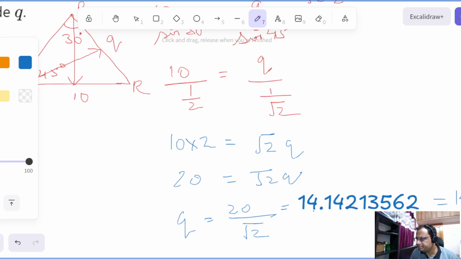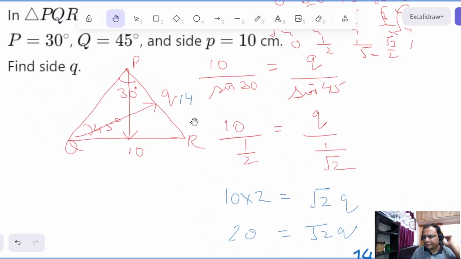So this is 14 here. If I drag it over here, yeah. So q came out to be 14.